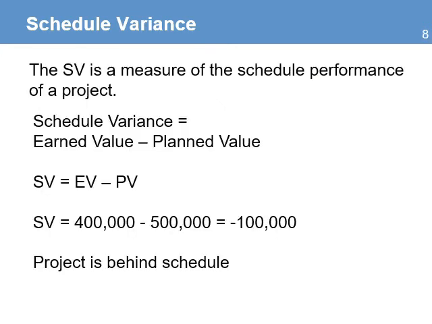Here are some calculations to help you understand the concept of a schedule variance. Schedule variance is a measure of the schedule performance of a project. The formula is schedule variance equals earned value minus planned value. Earned value is what the project has delivered or completed to date. From the chart in the example before, these are the values. SV equals 400,000 minus 500,000 equals negative 100,000. When SV is less than 0, the project is behind the schedule.